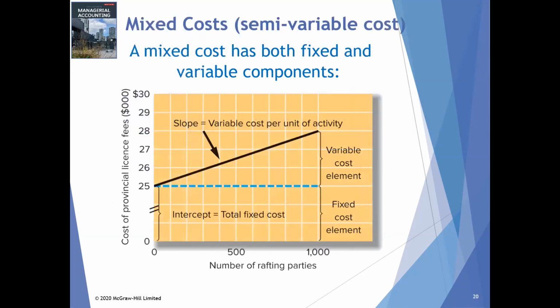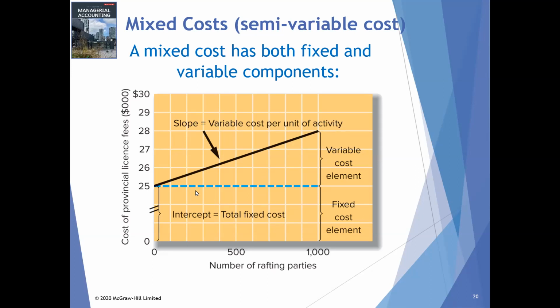Look at this. We have two kinds of cost here: the mixed cost and the semi-variable cost. So mixed cost is also known as semi-variable cost. It means variable cost and fixed cost. The combination of these two is known as a semi-variable cost.